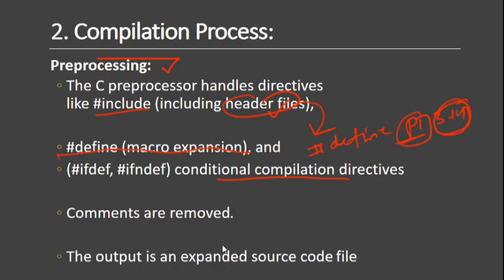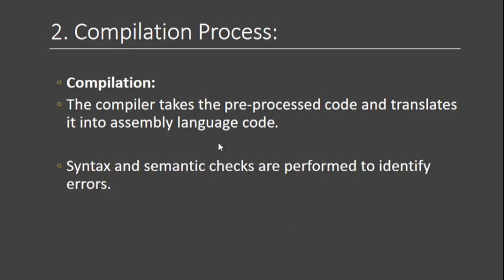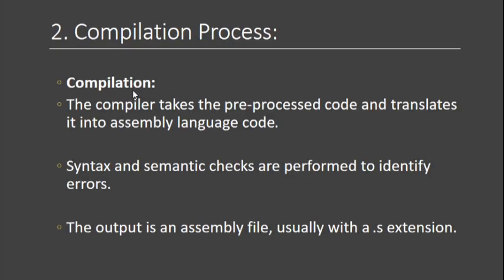After that, the output is expanded source code, because I'm including all the files now. By including all these files, they are replaced into the source code, hence the source code will be expanded. After that, the second phase is the compilation phase. The compiler takes the pre-processed code and translates it into assembly language code.